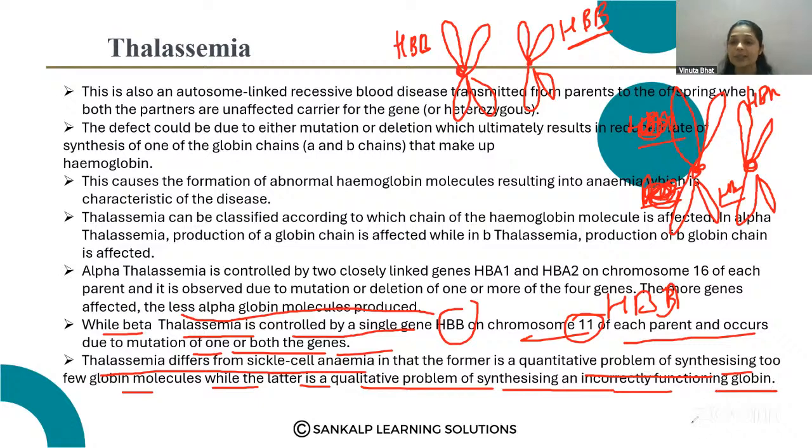So thalassemia, that is the quantitative problem. Quantity is less. There is the alpha globin chain and the beta globin chain, and the quantity is less. Hemoglobin production is less, so anemia is caused, right? But in sickle cell anemia, what happens? The RBC becomes sickle shaped, right? So that is the qualitative problem. This is the quantitative problem.